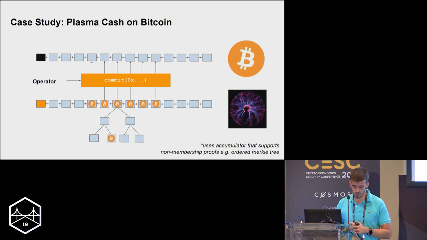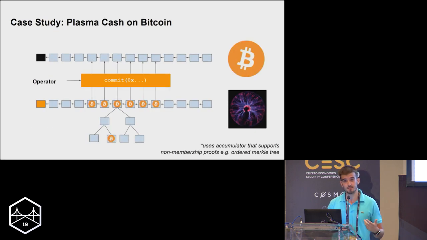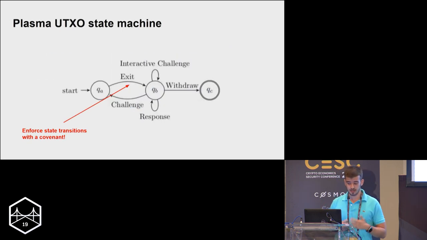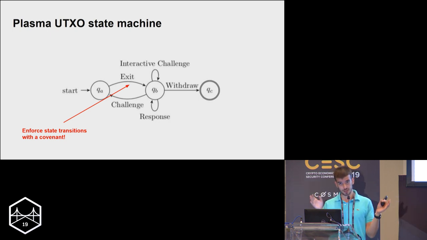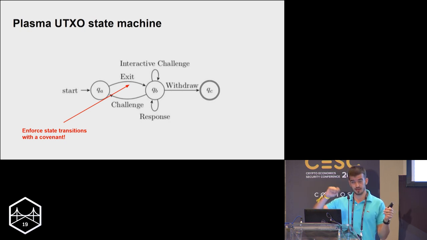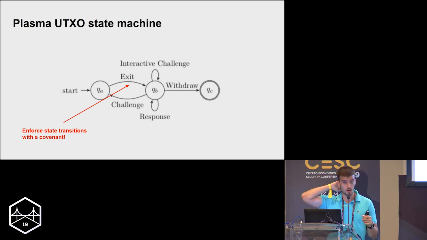However, the difference is that if you want to withdraw your assets, you will play a game. And the game is expressed by a state machine. This is a very simple state machine for the Plasma Cash, but there have been more complex proposals and ideas. The idea is that when you deposit your funds, you are at state QA, and you're transacting with your funds off-chain, and during each state transition that you make off-chain, there is a checkpoint of that state transition along with other people's state transitions in a Merkle root.